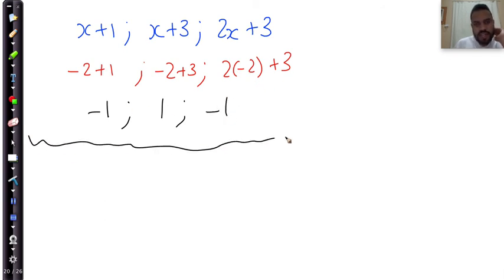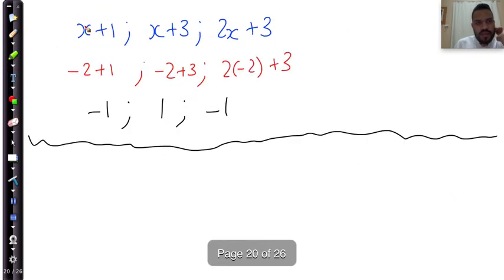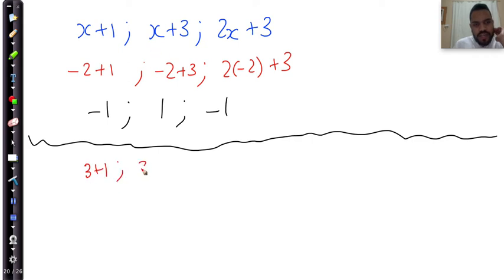I'm going to do the next one below. I'll take the other one and I'm going to substitute in again there immediately. When I substitute in 3, I'm going to substitute in 3 in the x. That's going to give me 3 plus 1, which gives me 4. 3 plus 3, which gives me 6. And then 2 times 3 plus 3. What does this give me? That gives me 4. That gives me 6. And that gives me 2 times 3 is 6. 6 plus 3 is 9.